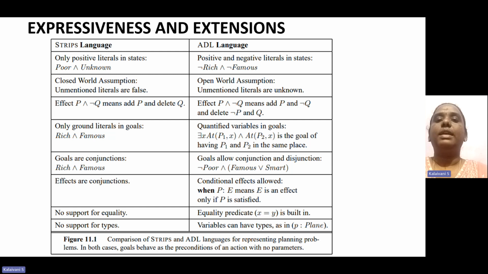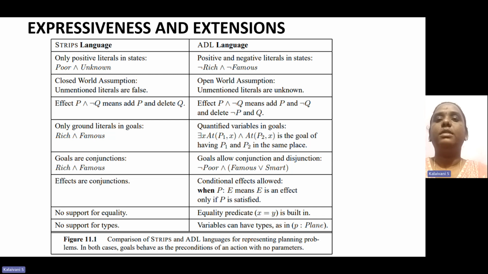And then the next point is that only ground literals are allowed in Strips. Here in ADL, quantified variables are also allowed, such as the existential quantifier and universal quantifier. Whereas only the basic literals are supported in Strips language. And then in Strips it is all a combination of conjunctions only, but here in ADL it includes conjunction and also if-then effects. Then equality is not supported in Strips language, whereas in ADL language the equality operation is supported. So these are the major differences between Strips language and ADL language.